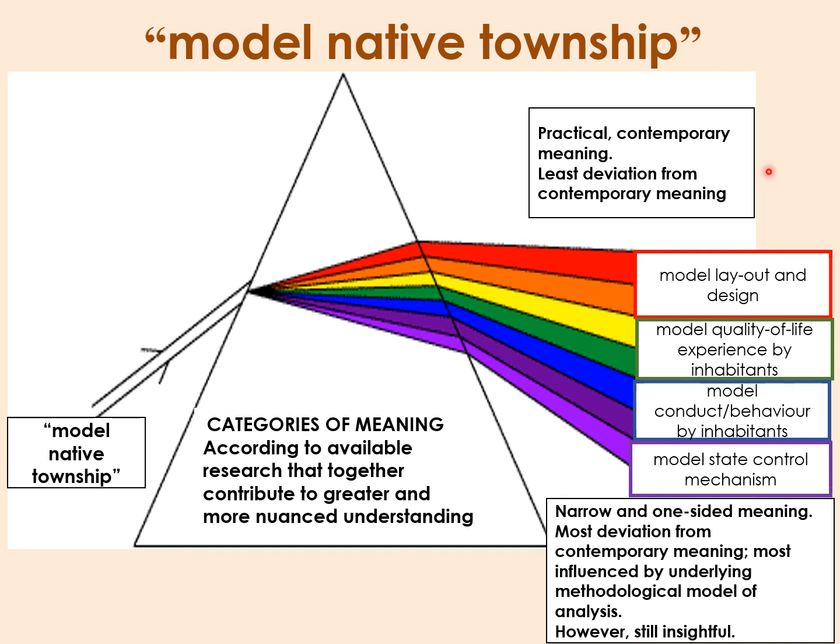Thus, from the top, then, and closest to the original intended meaning, the first meaning relates to a model layout and design, adhering to specific measurements and criteria; a model experience by the Black urban inhabitants of quality designed housing, infrastructure and living space; model conduct by the inhabitants, where the acceptable conduct is based on what was regarded as acceptable within a Western, Christian, Protestant or Calvinistic society; and lastly, a model control mechanism to be used or abused by a domineering and paternalistic government.